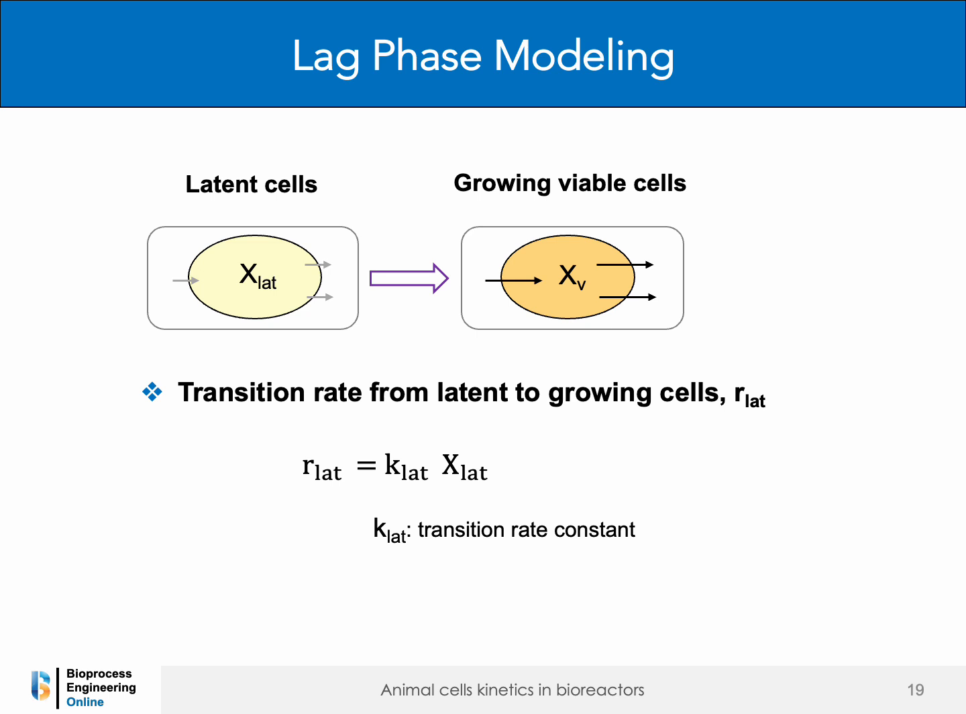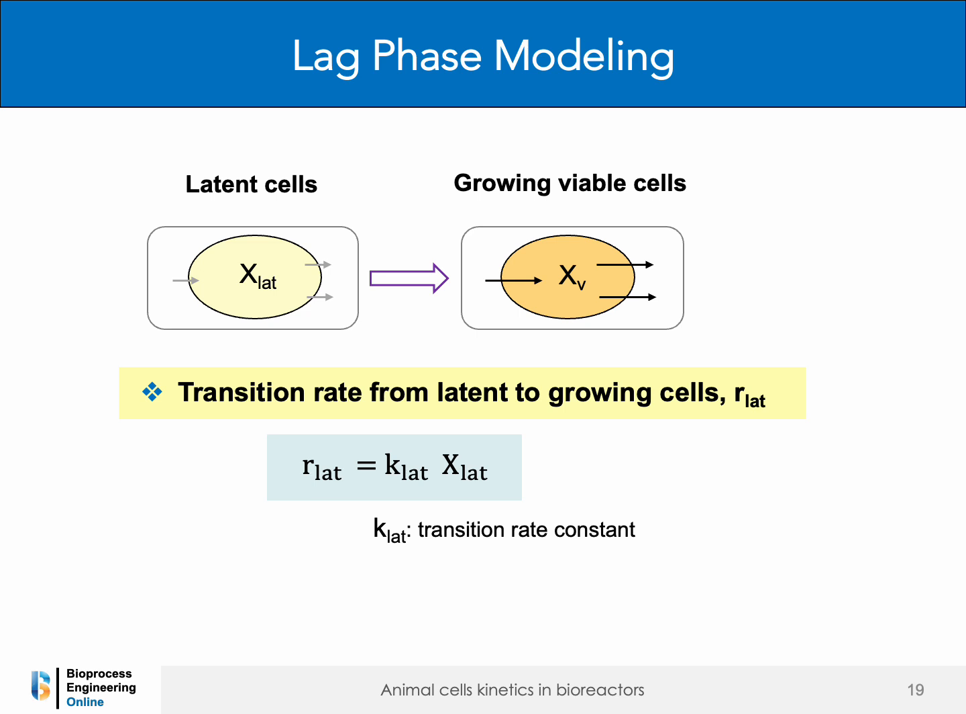The lag phase corresponds to the period during which freshly inoculated cells adapt to their new environment. During this stage, the cells are assumed to be initially in a latent or dormant state with very little metabolic or proliferative activity. As adaptation proceeds, these latent cells gradually become actively growing viable cells. The transition rate, denoted R-lat, is expressed in millions of cells per liter per hour. A common assumption is that this transition follows a first-order kinetic law, meaning that the transition rate is proportional to the concentration of latent cells.